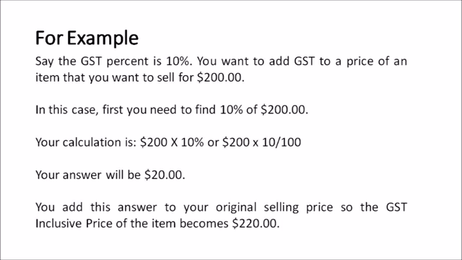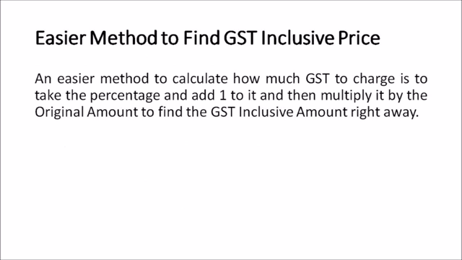So you add this answer, you add the $20 to your original selling price, so the GST inclusive price of the item becomes $220, right? So your original price was $200 and then you added GST, which is $20, so your selling price becomes $220. Now there's an easier method to do this.